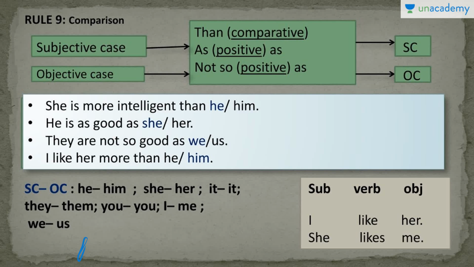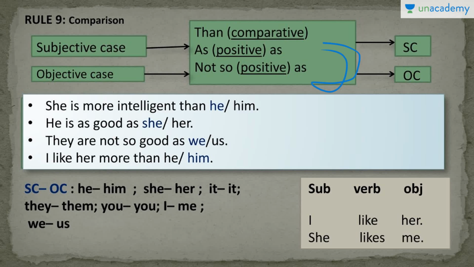Okay, now let's get back to the rule. As I've already told you, this rule says that whenever you use these words for comparison, you have to use a subjective case after them if you have used a subjective case before them, and if you have used an objective case before them, then you have to use an objective case after them. Okay. There's one more thing that you should remember: with than, you can only use the comparative degree of an adjective. With as and not so as, you use the positive degree of an adjective.